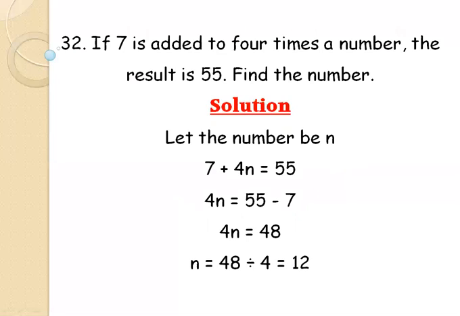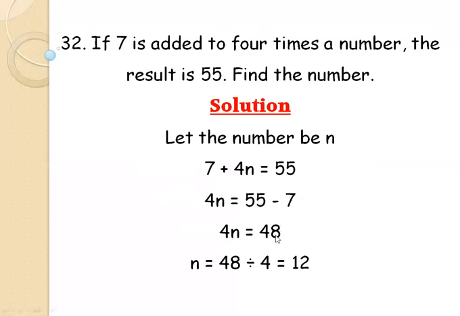The next question says, if 7 is added to 4 times the number, the result is 55. Find the number. So let's say the number is n. 7 plus 4 times the number, that's 4 times n, 4n. The result is 55, equals 55. So I have changed this statement into a mathematical equation. So let's look for n. I'm going to bring my 7 to this side and it becomes minus 7. So 4n is equal to 55 minus 7.